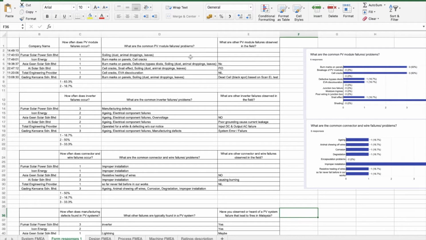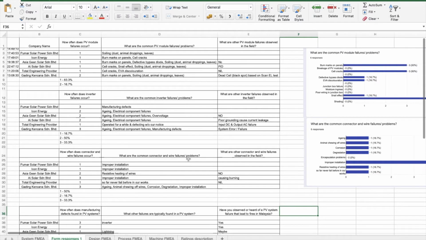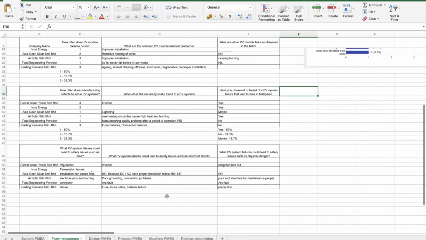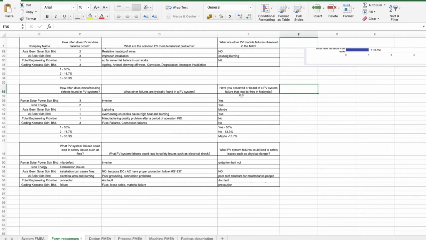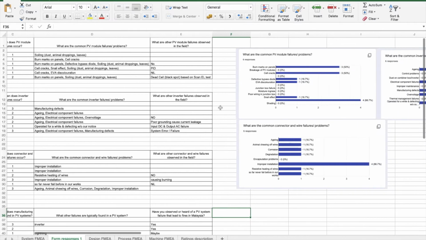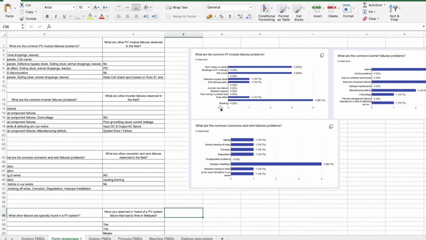Basically, the questions that I asked involve the failure modes of the PV subsystem. For example, the common failure modes in a PV module, also on the inverter, connector and wire failures, and what are the types of failures that are typically found in a PV system. I also asked if the person answering had observed or heard of a PV system failure that led to fire in Malaysia, and other safety issues. So from this survey, I am able to gauge the frequency of the failure modes of certain PV subcomponents.